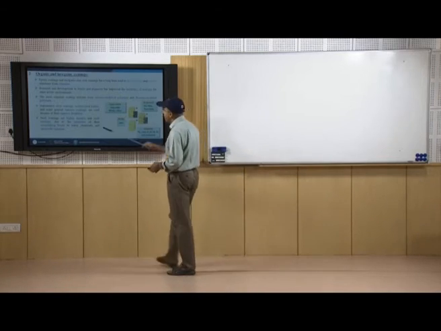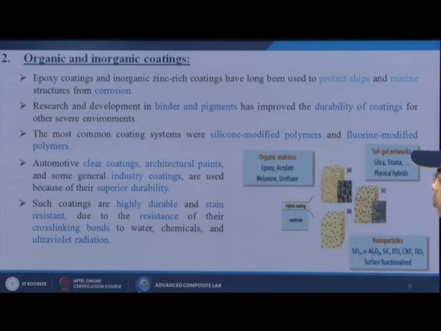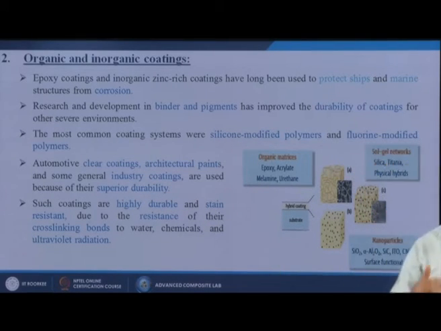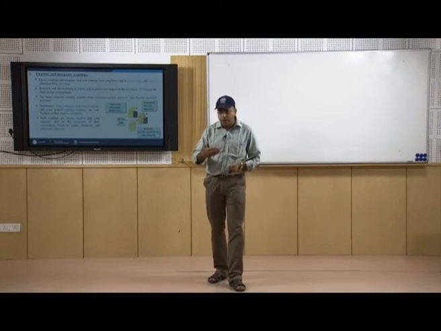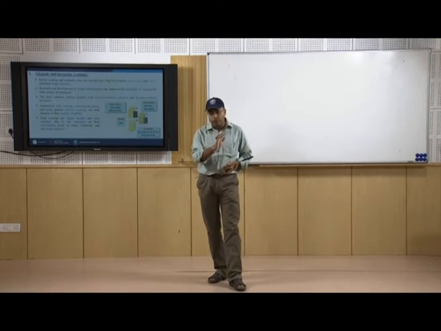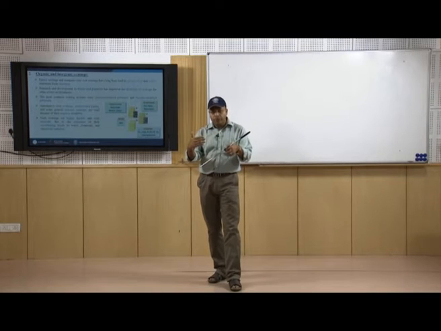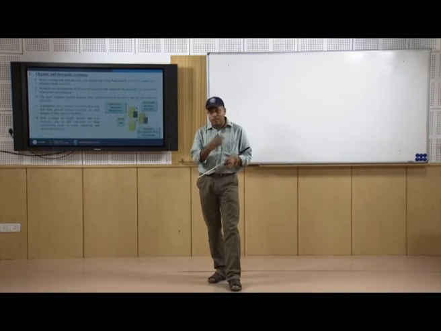Automotive clear coatings, architectural paints and some general industry coatings are used because of their superior durability. When you talk about automotive clear coatings, generally we put them on the glass itself. Previously, when we used our car in the rainy season, water droplets would stick to the windshield or front glass. Nowadays we put a certain kind of coating onto the glass itself, so that the water bubble will come but will not stick to the glass; it simply goes.